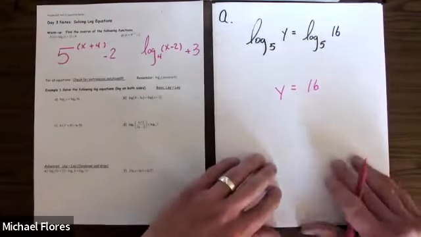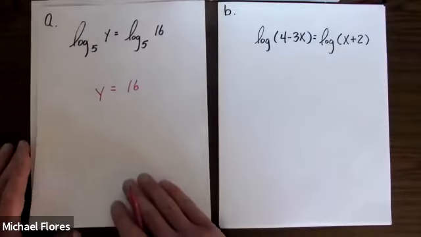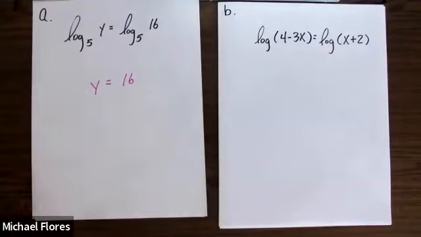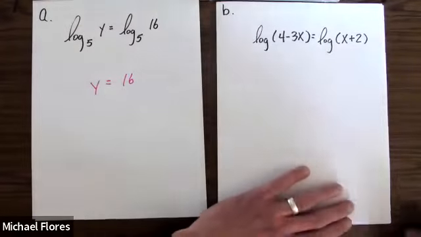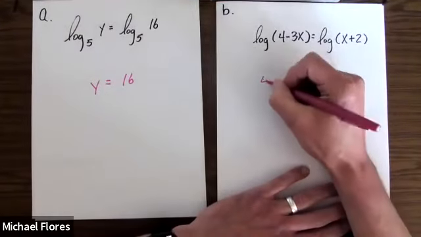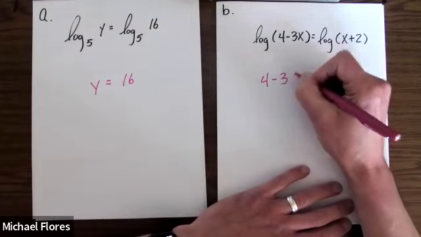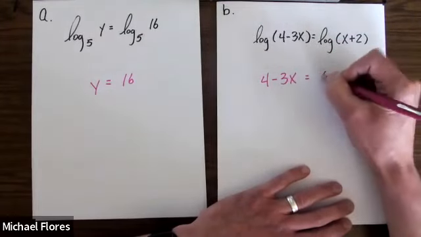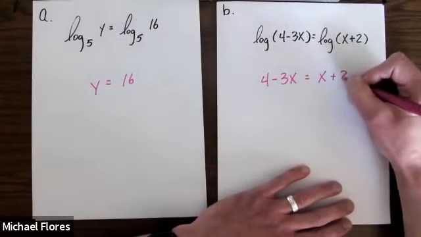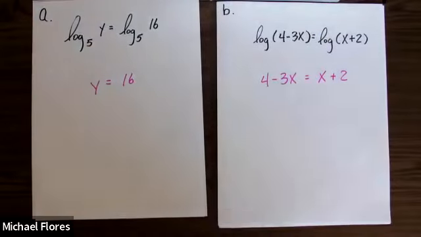Okay, looking at B. What's the base for B? 10. Very good. If you don't see a base with a logarithm, it's base 10. Remember that. Since we have the exact same base here on both sides of the equal sign, just drop the word log. Take what you have in parentheses, set it equal to one another, and then solve for x.